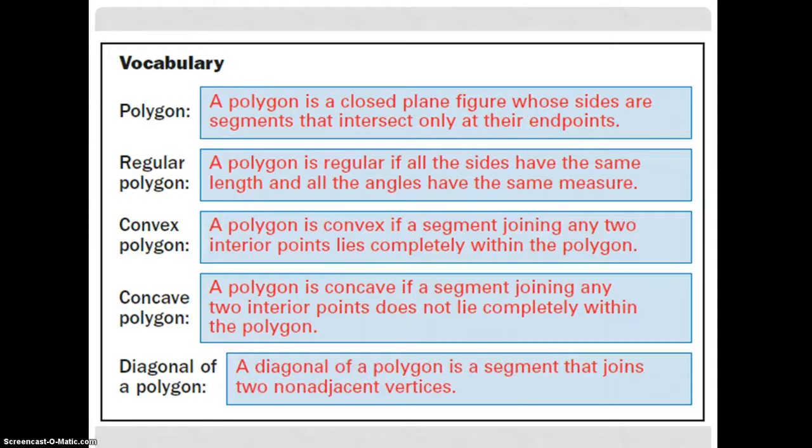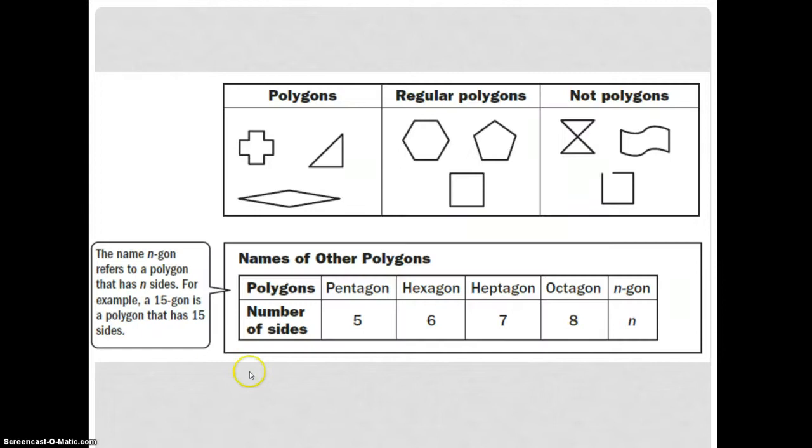A diagonal of a polygon is a segment that joins two non-adjacent vertices, and adjacent means next to each other, so they're not next to each other. Let's look at some examples of those definitions.